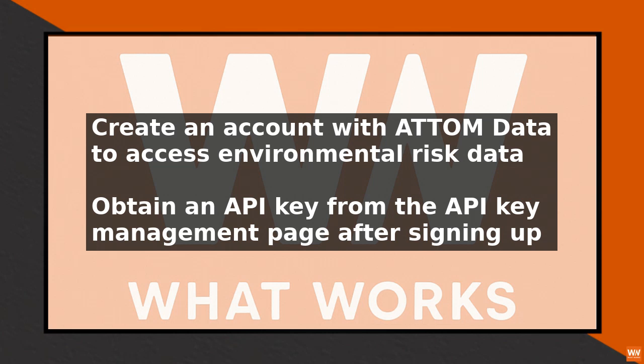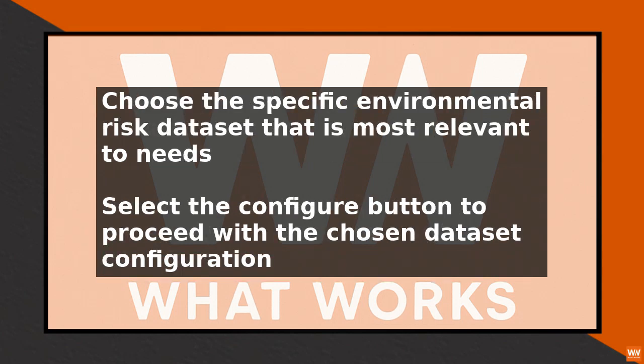First, navigate to the ATTOM Data website and sign up for an account. Once you have verified your email address, you can log in and access the API key management page. Here, you can generate a new API key and copy it to your clipboard.